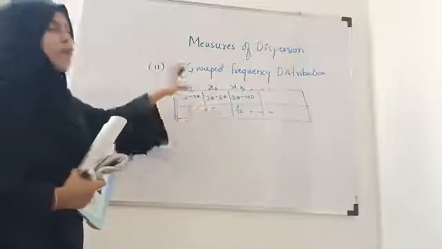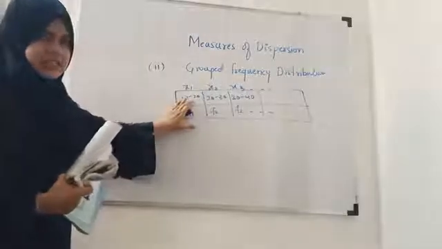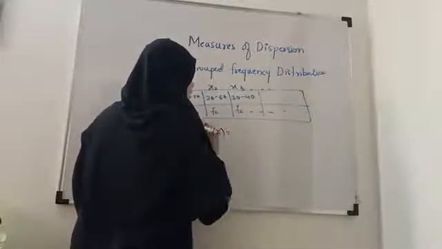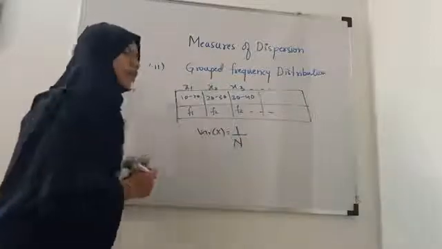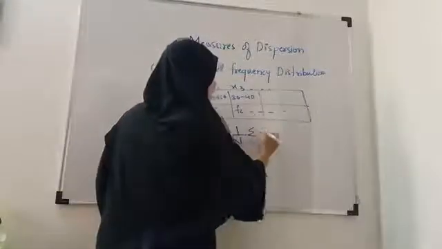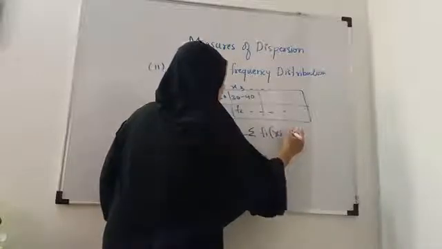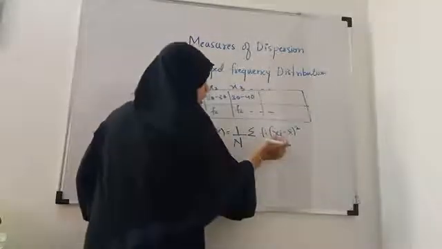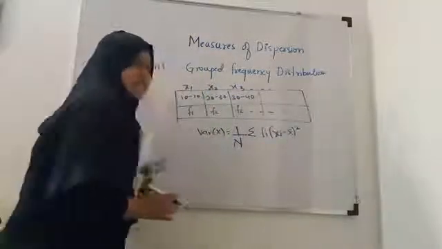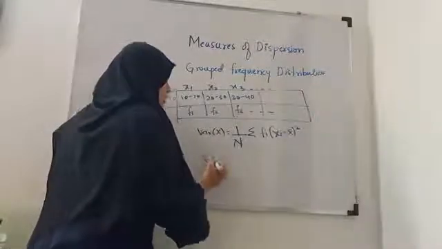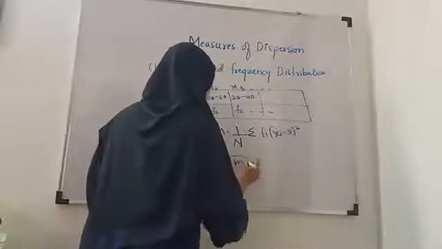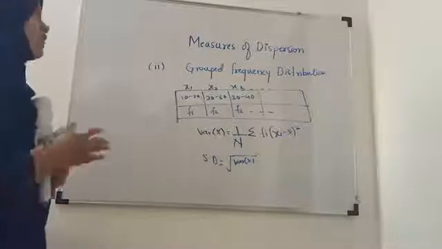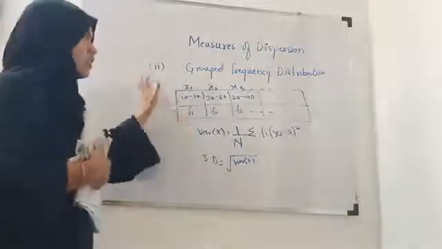You have to take the midpoint of the classes as the xi, and the formula remains as it is, as we have seen for the ungrouped. So the variance of x will be 1 upon n summation of fi (xi minus x bar) the whole square. The only thing is you have to find the midpoint of each class, and of course the formula for the SD is the square root of the variance of x. So these are the three different types of data and we have the corresponding formulas for each of them.